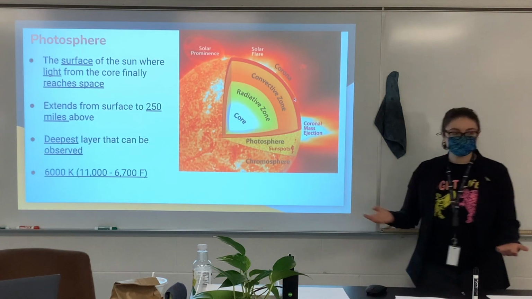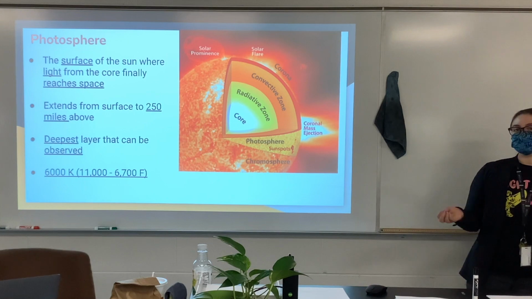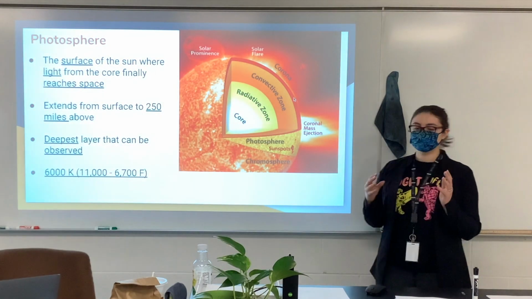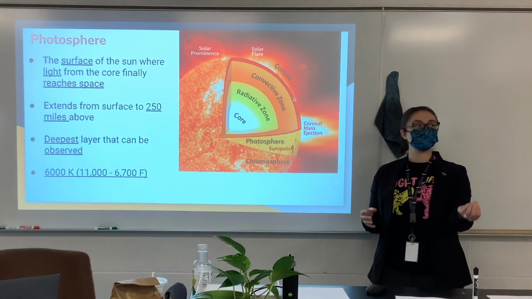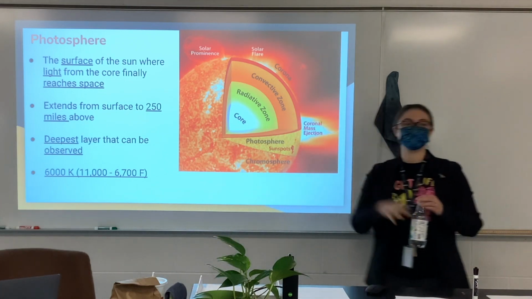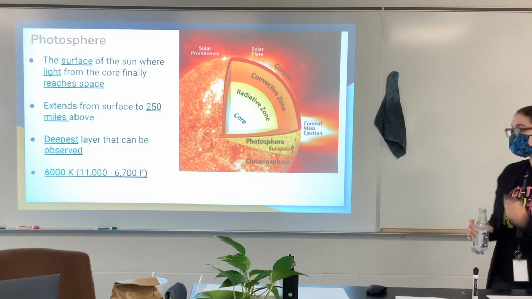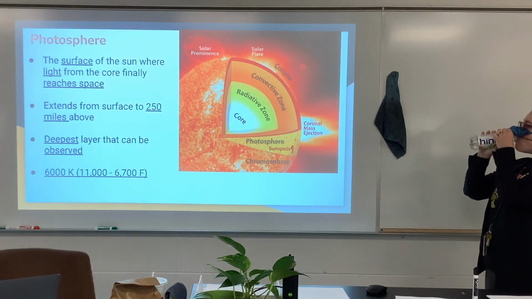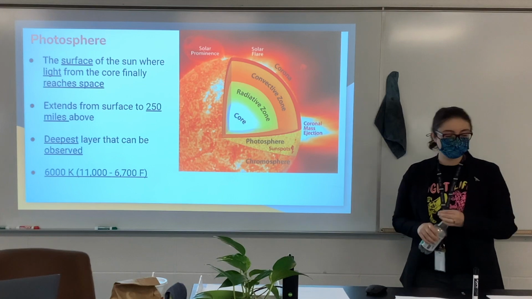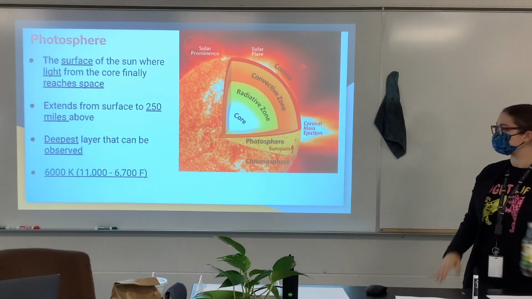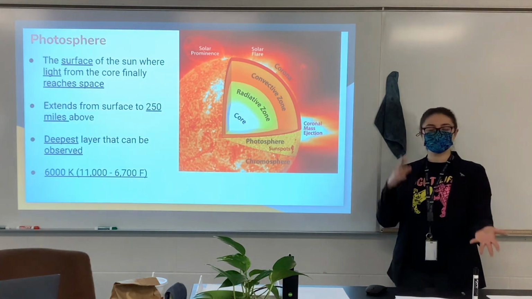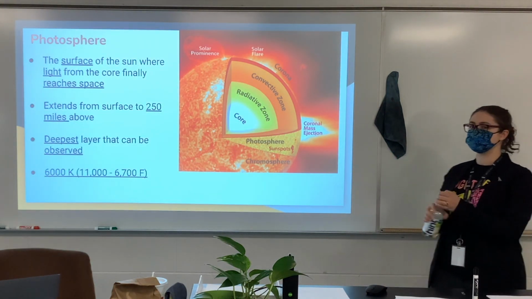So after the convective zone, we reach the photosphere, which is essentially the surface of the sun. It is the deepest layer that we can directly observe. So this is the first part of the sun that you can actually see from Earth, and it's where the light that was produced in the core finally reaches space. This photosphere extends from the surface to about 250 miles above the surface.